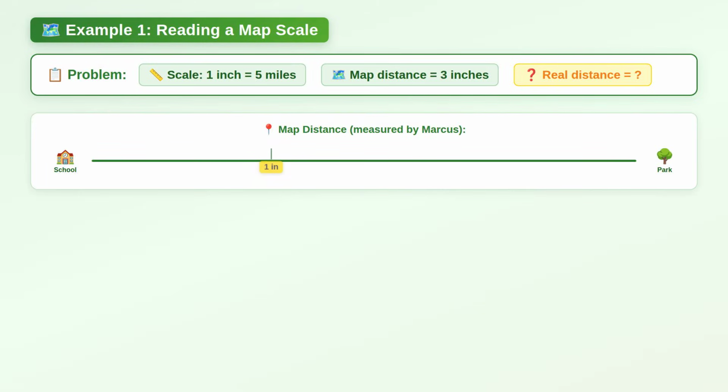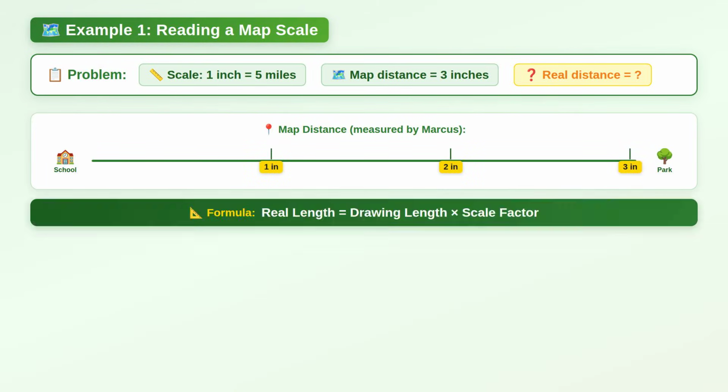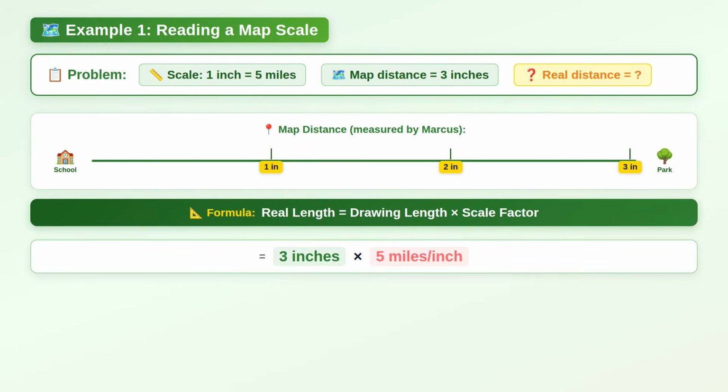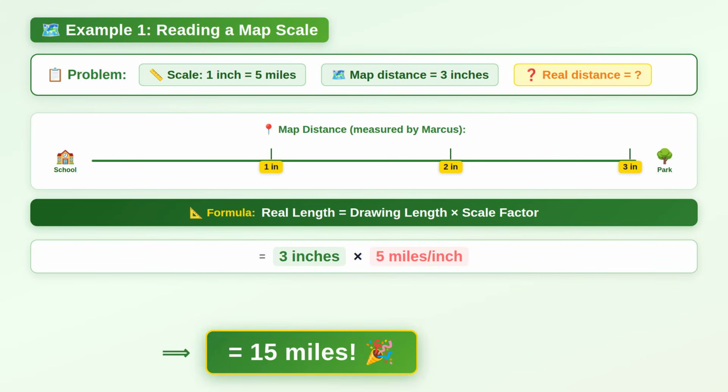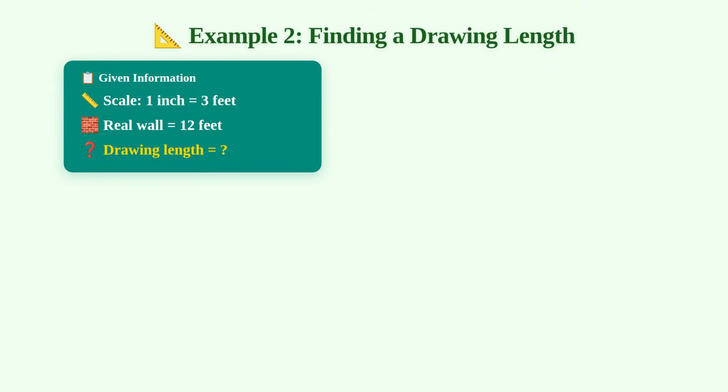The scale on his city map says 1 inch equals 5 miles. He measures the distance from school to the park. It's 3 inches on the map. What's the real distance? We use our formula. Real length equals drawing length times scale factor. So that's 3 inches times 5 miles per inch. 3 times 5 equals 15. The real distance from school to the park is 15 miles. Marcus pumps his fist. He got it on his first try.